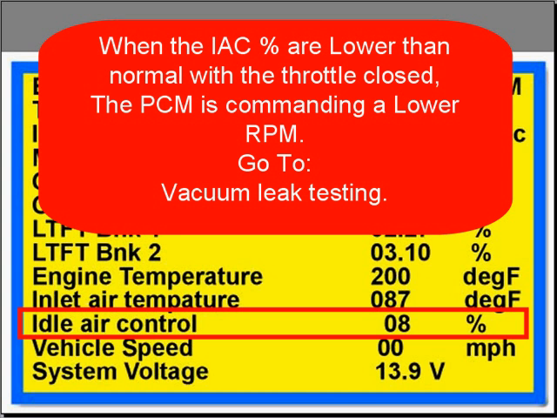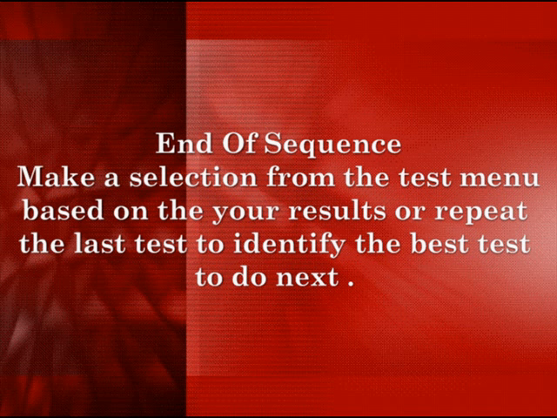When the IAC percentages are lower than normal with the throttle closed, the PCM is commanding a lower RPM. Go to Vacuum Leak Testing. This is the end of this test sequence.